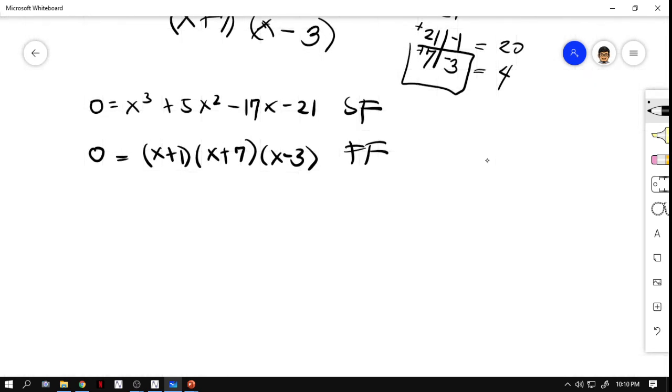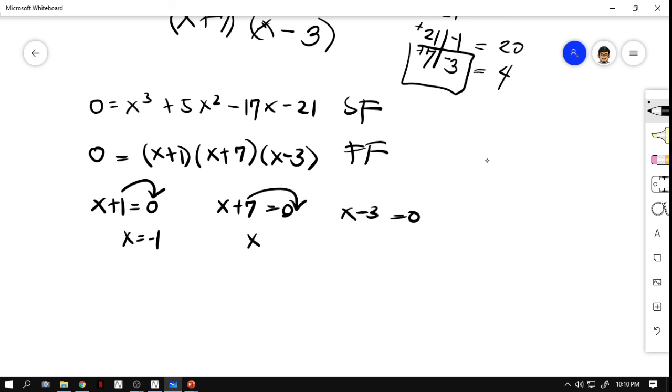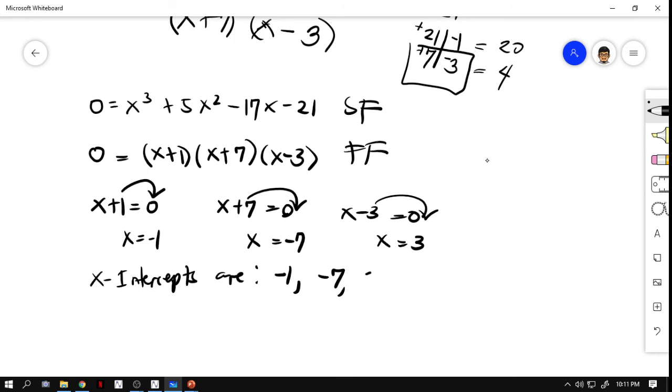If this is the factored form, we will now be solving the values of x. So, x plus 1 is equal to 0. x plus 7 is equal to 0. And x minus 3 is equal to 0. And then, punta lang sa kabila. So, we have x is equal to negative 1. x is equal to negative 7. x is equal to positive 3. Okay? Now, next, if that's the case, the x-intercepts now are negative 1, negative 7, and 3.